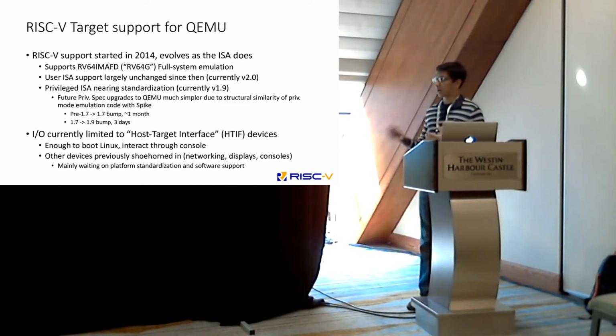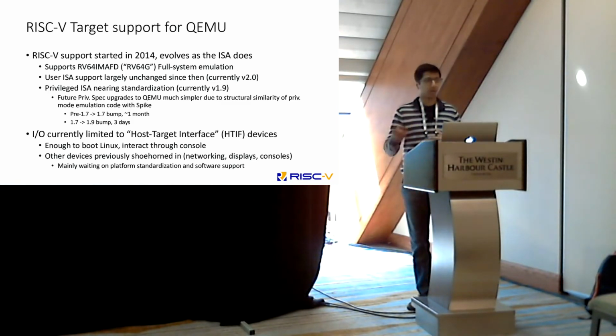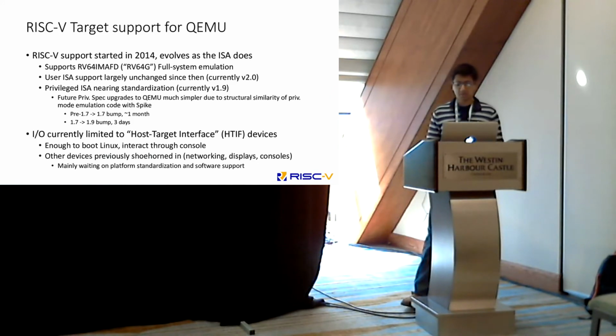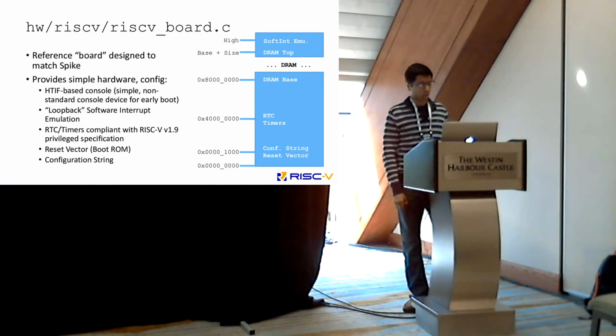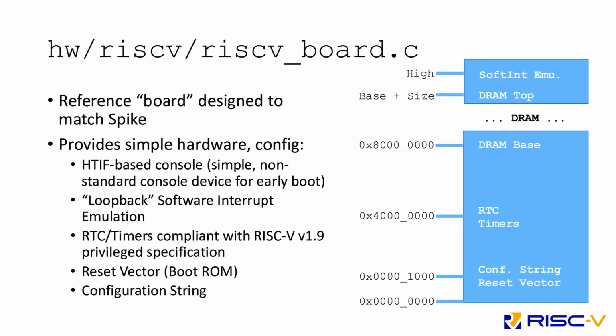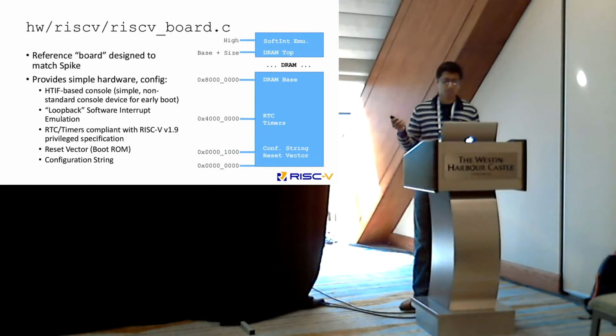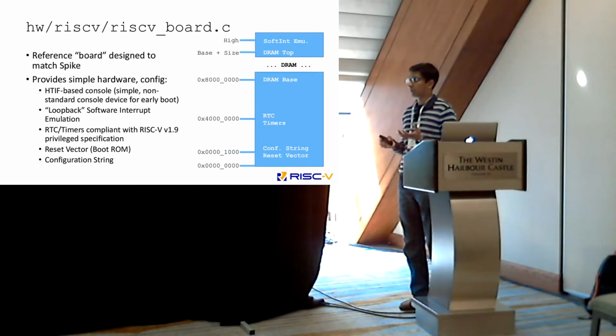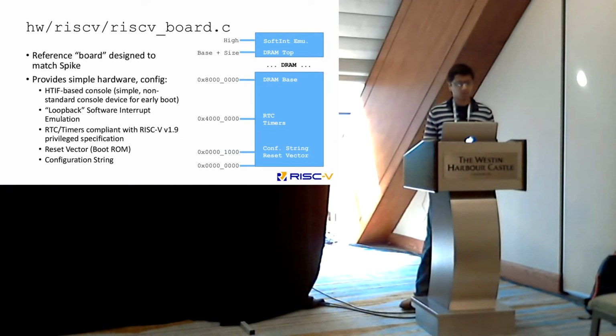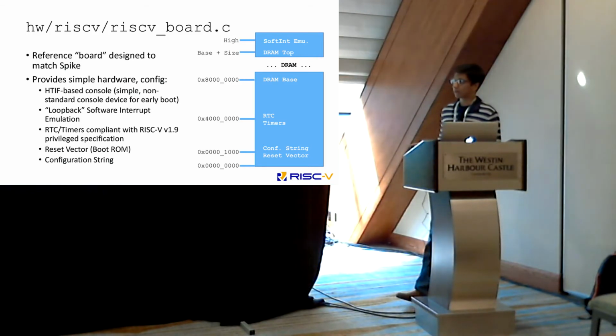Right now we're working on platform standardization and adding back software support for a bunch of devices, especially things like Linux. But to look at what hardware is in QEMU right now, this is a memory map that you'll see, and it's providing a reference board that's designed to match what Spike does right now. So it's giving a very simple hardware configuration.